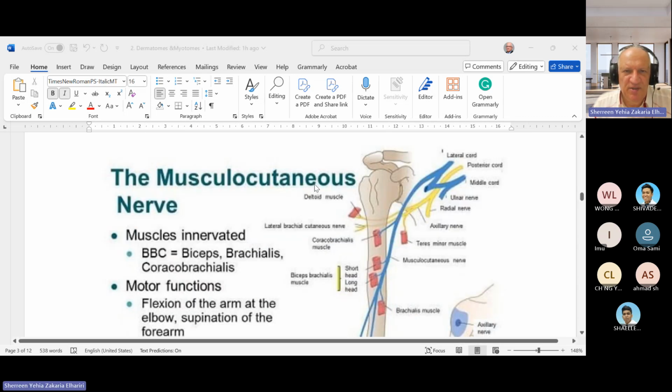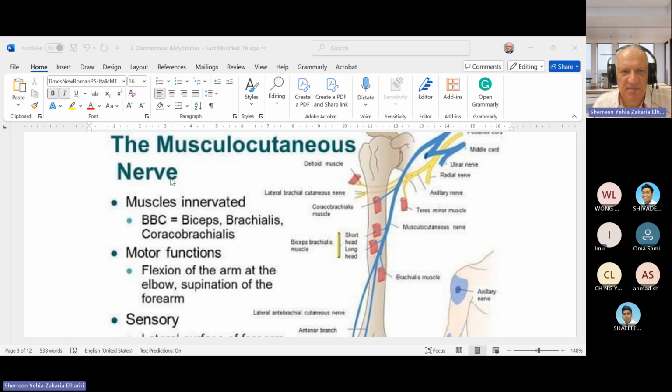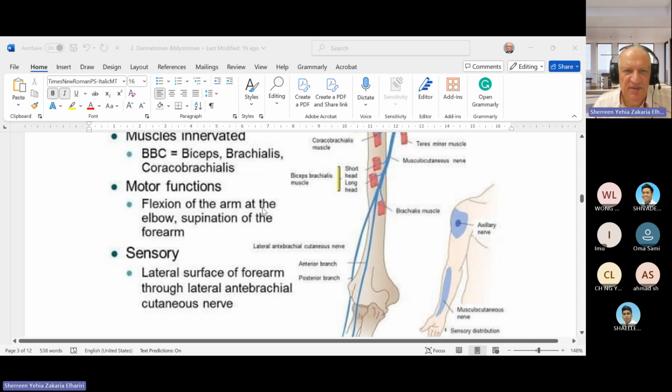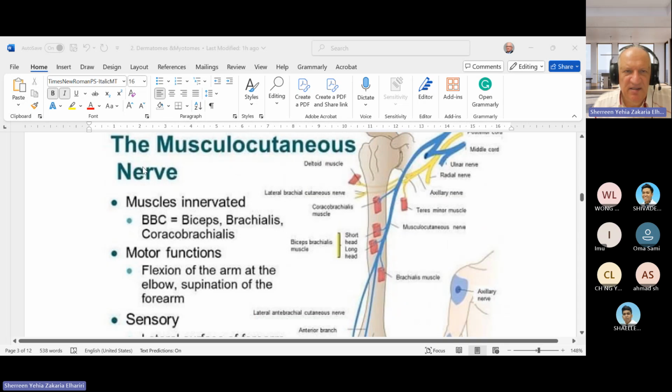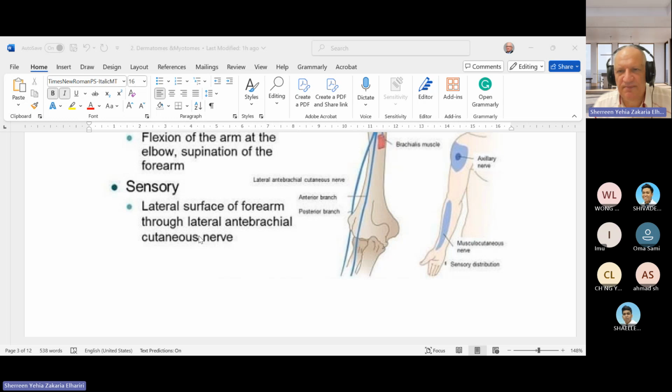It is important to know the musculocutaneous nerve supplies three muscles. Just remember BBC, like the radio BBC. It supplies biceps, brachialis, and coracobrachialis. Of course, motor: flexion of the arm at the elbow and supination of the forearm. And sensory: musculocutaneous gives sensation to the lateral surface of the forearm through the lateral antebrachial cutaneous nerve, or lateral cutaneous nerve of the forearm.